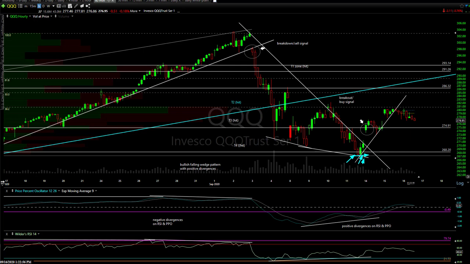A bull could, like I said, if I thought the market was going to new highs, the Nasdaq 100, and I'm certainly open to the possibility, but like I said, and I've said it many times recently, this is the best long setup I've seen in a long time.